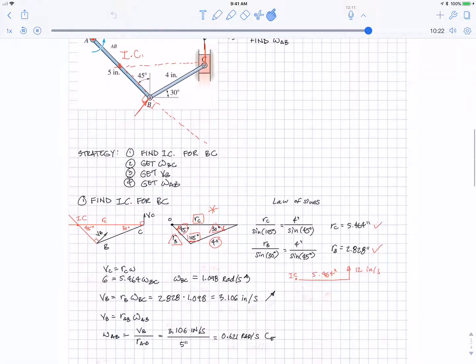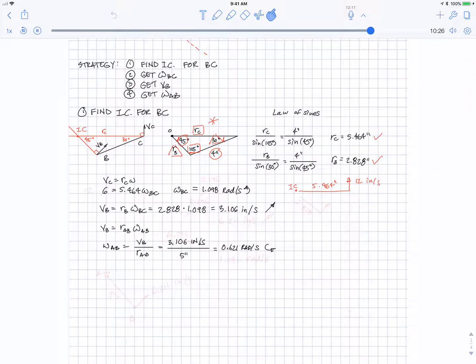So, it looks like I made a mistake. I put 6 inches per second. It's 12 inches per second. Oh, so that should be 12 inches per second. Unless I just wrote it down wrong. But let's solve it for 12 inches per second. So 12 inches per second divided by 5.464, I get 2.196. I'm off by a factor of 2 radians per second.